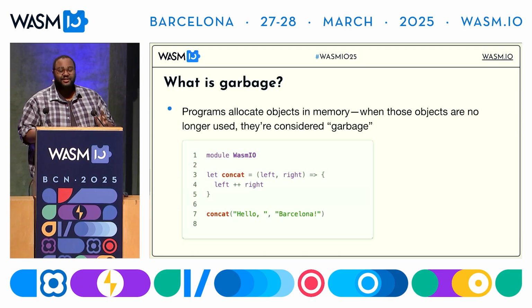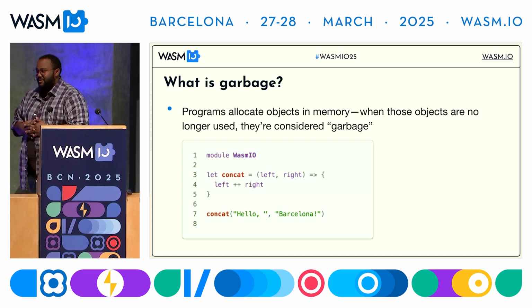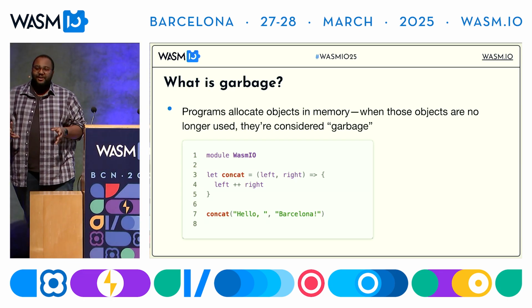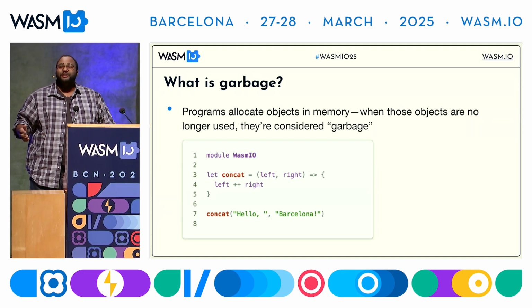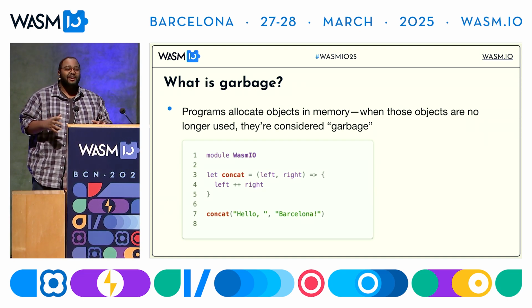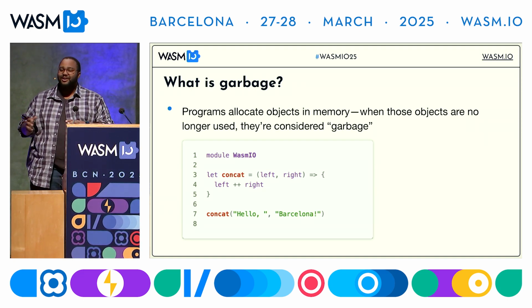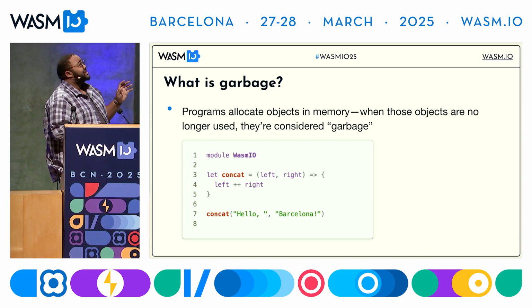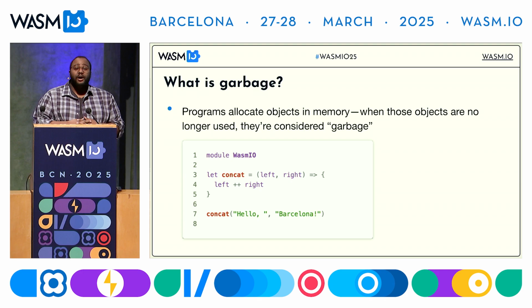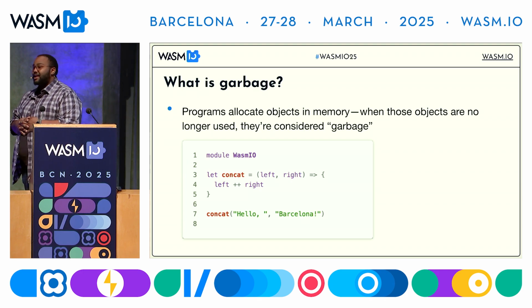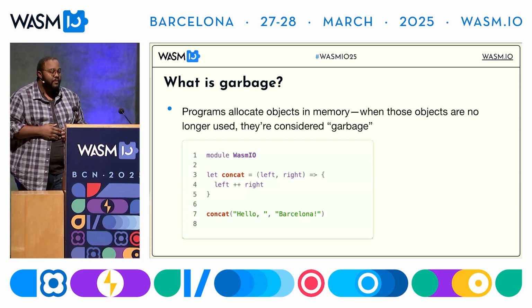So first, let's all get on the same page about what is garbage. When you're writing a high-level programming language, we write code exactly like this all the time, and we don't think twice about it. But you're allocating objects and objects all over the place, and it's the job of a garbage collector to go and clean that up for you. Because eventually, your program's just going to run out of memory. And that's pretty sad. We don't want that to happen.